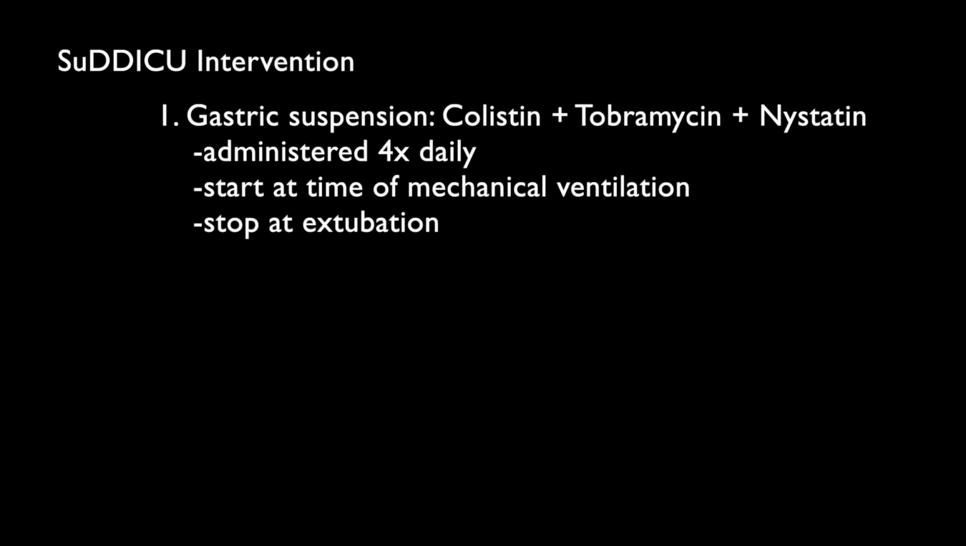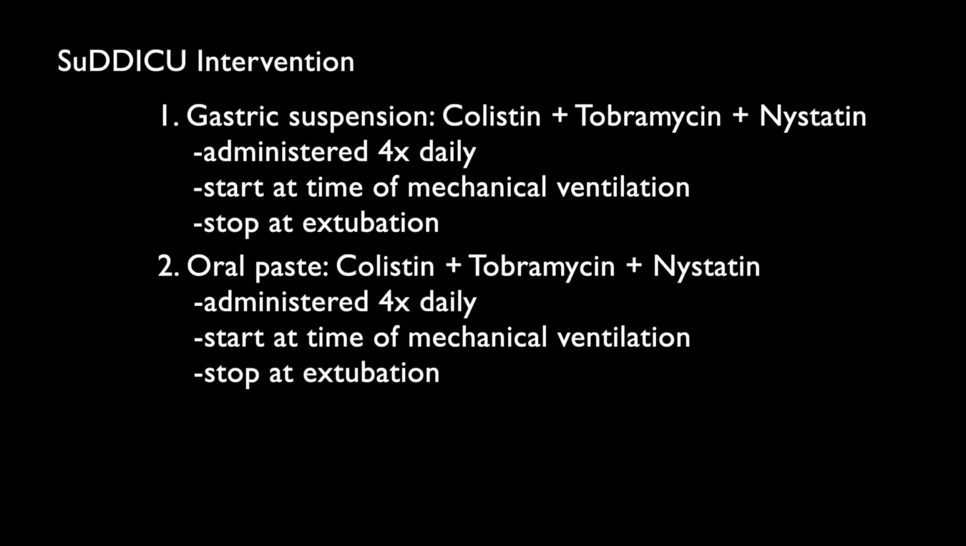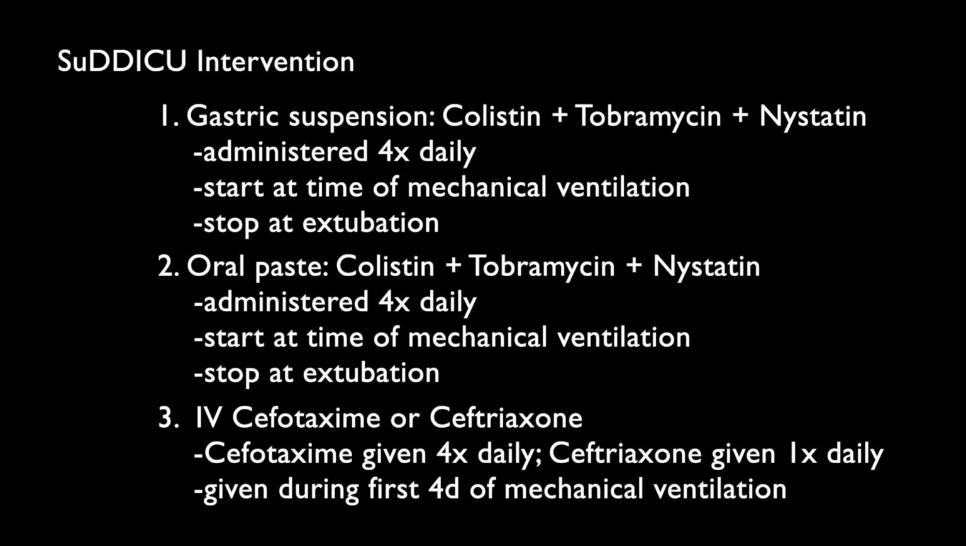The SuDDICU trial intervention includes 3 components: a gastric suspension comprising colistin, tobramycin, and nystatin administered 4 times daily from commencement of mechanical ventilation until the time of extubation, an oral paste containing colistin, tobramycin, and nystatin administered 4 times daily from commencement of mechanical ventilation until the time of extubation, and IV cefotaxime or ceftriaxone for the first 4 days of mechanical ventilation.